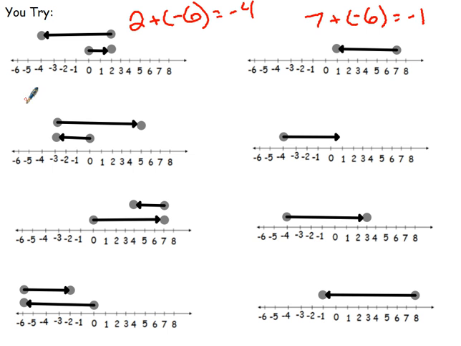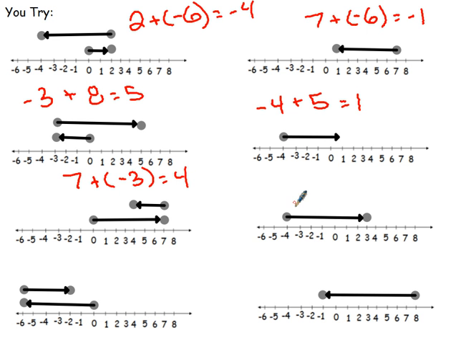This one's going to be a negative 3 plus 1, 2, 3, 4, 5, 6, 7, 8. And that ended on 5. This one's going to be a negative 4 plus 1, 2, 3, 4, 5. And that ended on a 1. This one's going to be a 7 plus a negative 1, 2, 3. And that ended on a 4.